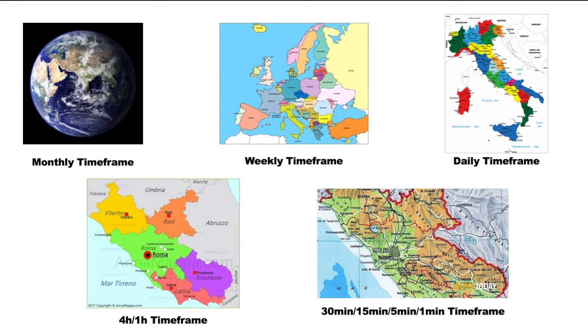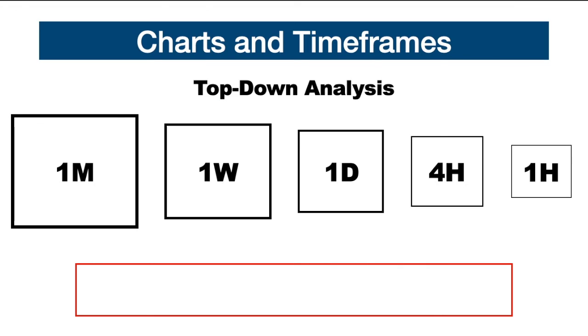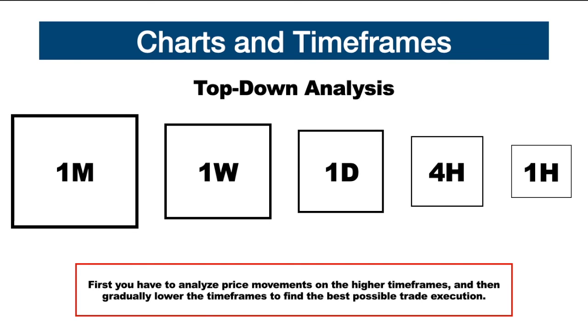The same is true in the financial markets. If you only rely on the smaller time frames, without paying attention to the larger time intervals, you can easily get lost. The higher time frames give us a complete mapping of the price movement. It is crucial to always use a top-down analysis, meaning that first you have to analyze price movements on the higher time frames, and then gradually lower the time frames to find the best possible trade execution. We will analyze in detail the top-down analysis in the next videos.